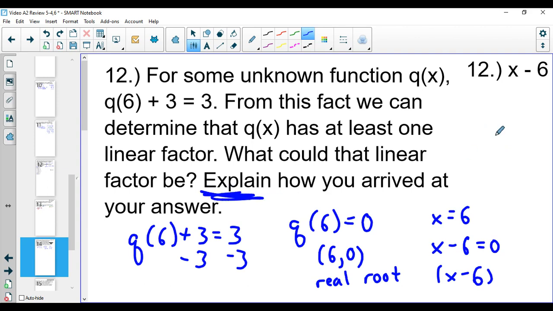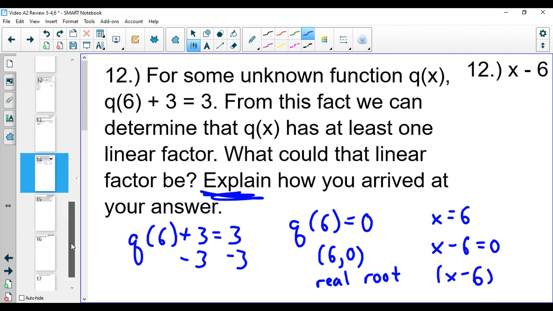I'm not going to sit here and write all this out, but basically I would just explain all the steps I did there. We can take away 3. That gives us this real root of 6. And since x equals 6 is a real root, that tells us x minus 6 needs to be a factor.